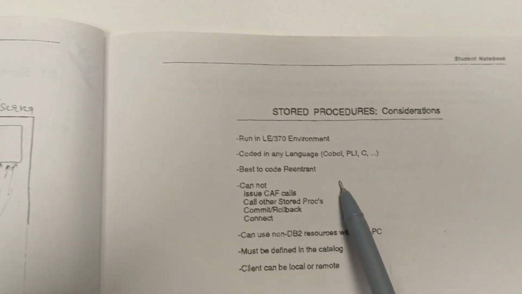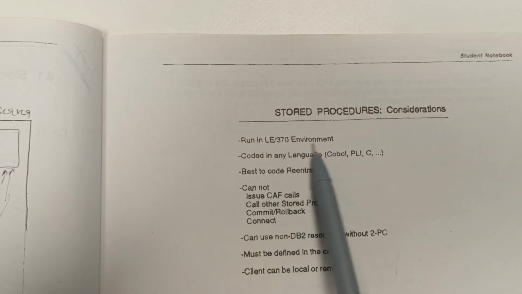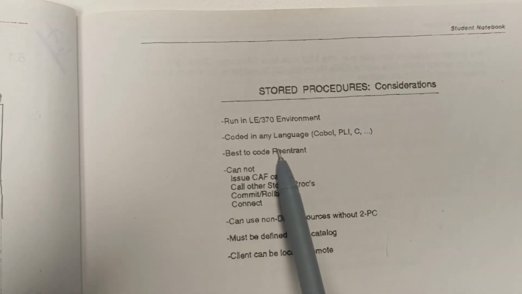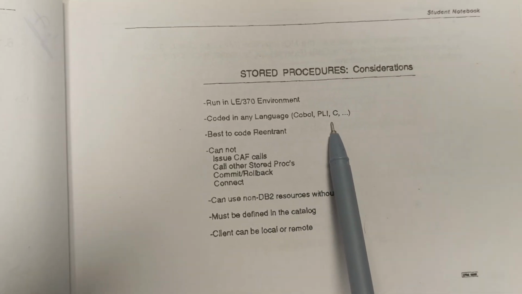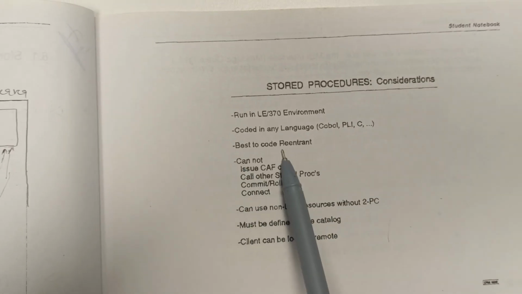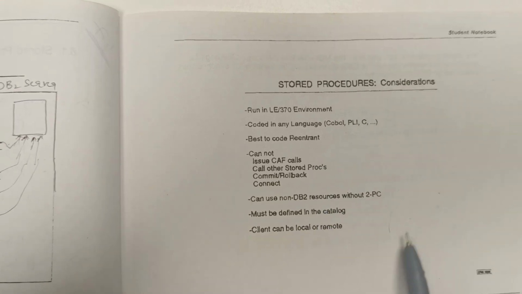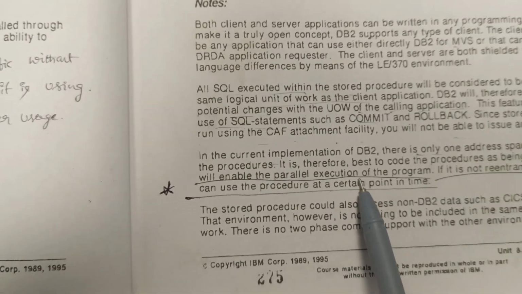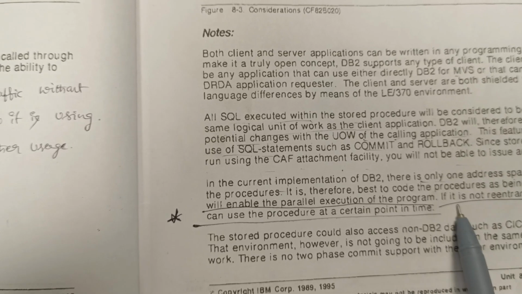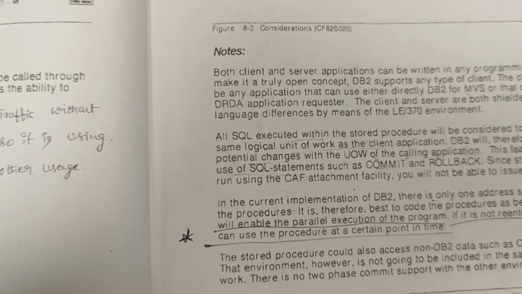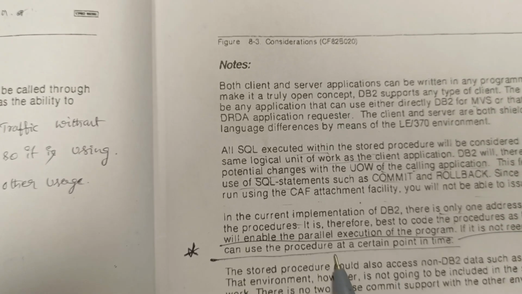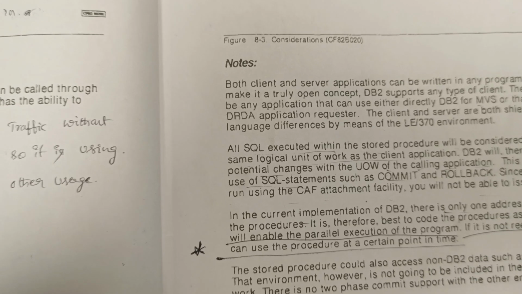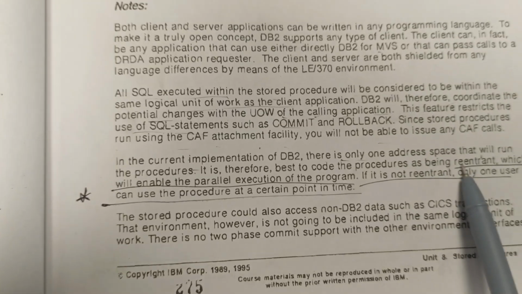And these are some considerations we have to take. We can run it in a 370 environment. We can code in any language like COBOL, PL/I, C. Best to code it reentrant. What does reentrant mean? It enables parallel execution of the program. If it is not reentrant, only one user can use a procedure at a certain point of time.